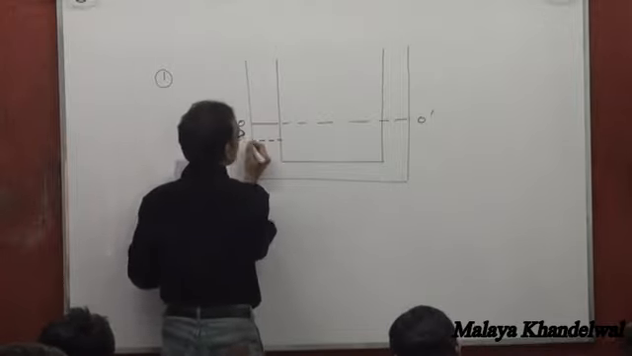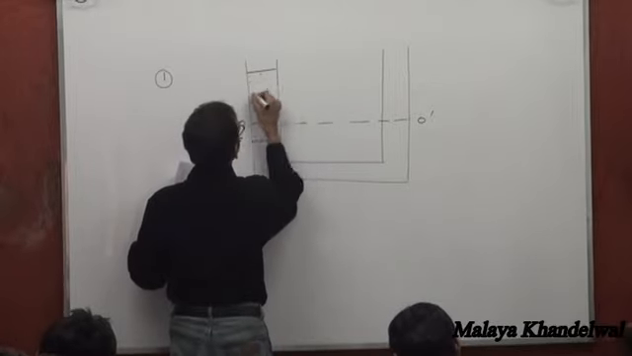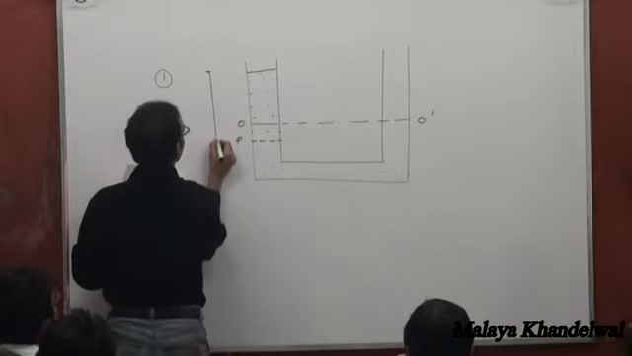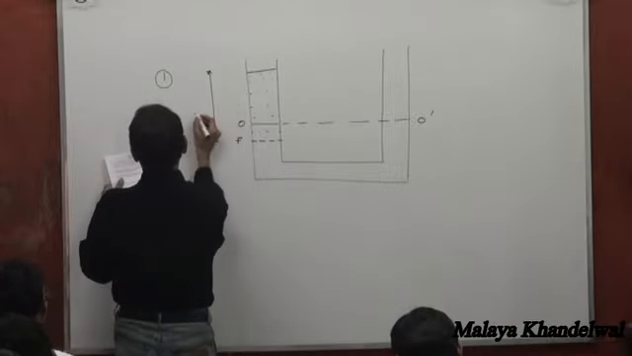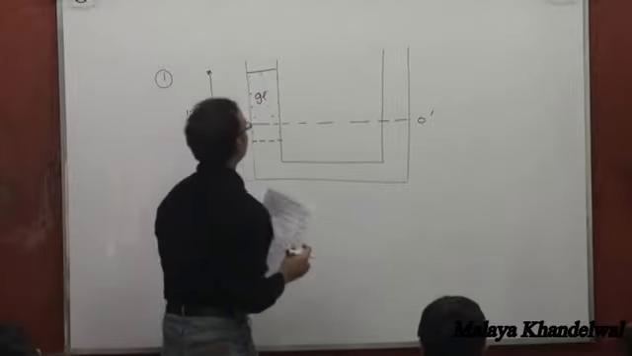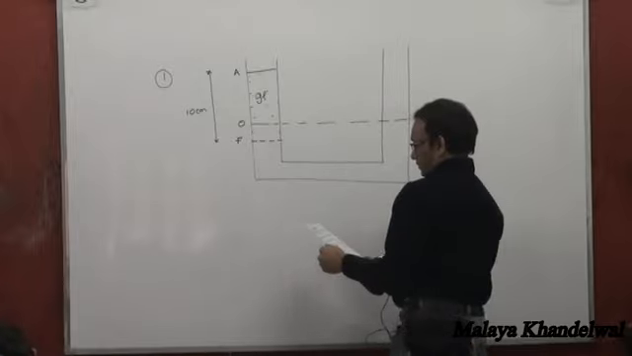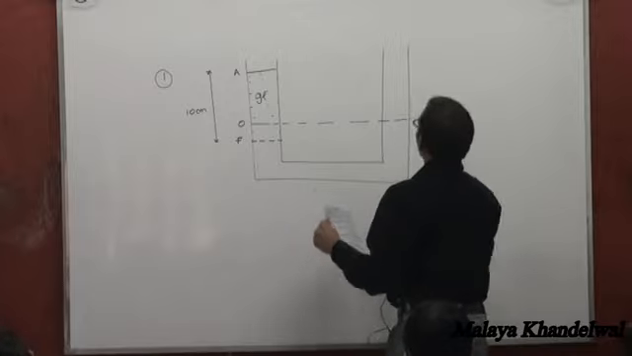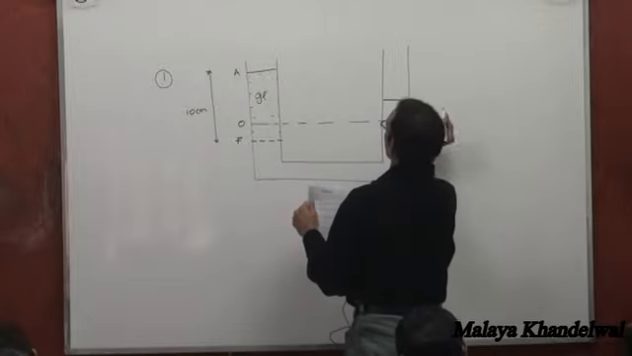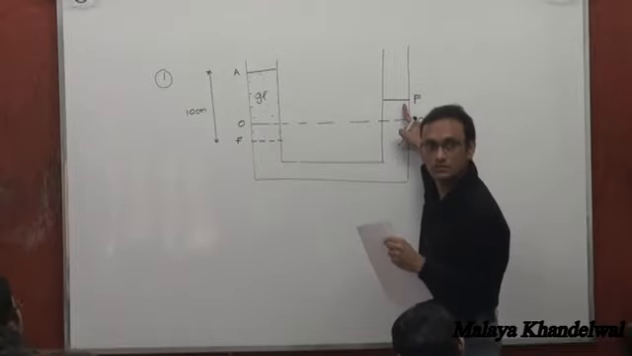So the final level is, this is glycerine of length 10 centimeters, from A to F, and if this goes down by a certain amount, this rises by the same amount. So this is the final level of mercury in this tube, this is the final level of mercury in this tube.